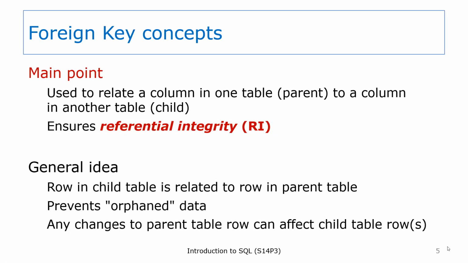Now we're going to look at another type of key that can be defined for a table, the foreign key. Unlike a primary key, a table can contain more than one foreign key. The main point about foreign keys is they are used to relate a column in one table, referred to as the parent table, to a column in another table, referred to as a child table.